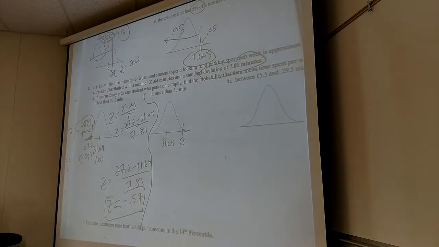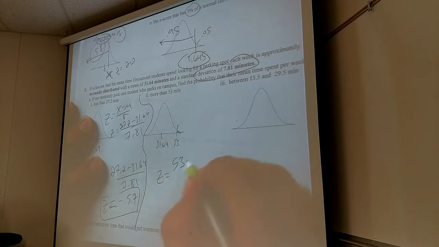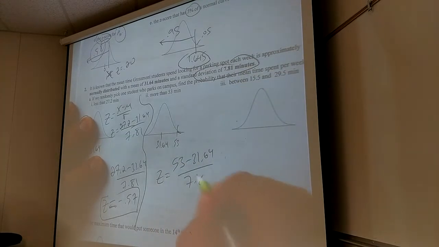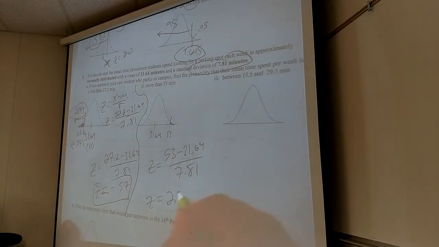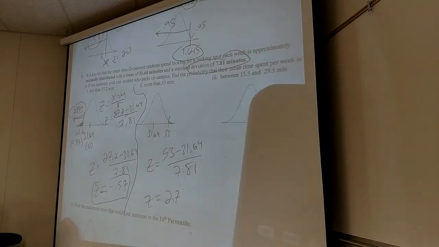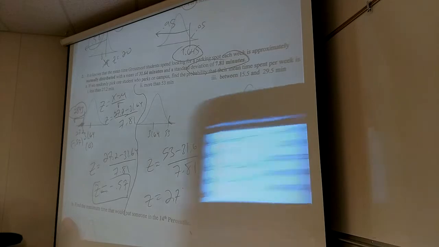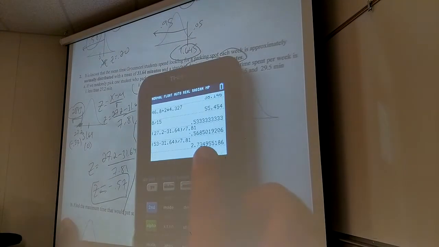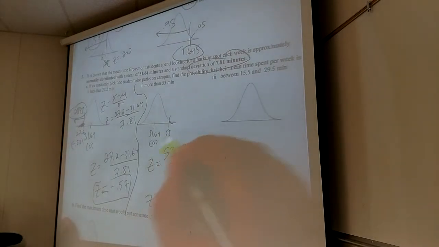So for this guy, to make a z-score out of this, 53 is my data point, minus the mean, divided by standard deviation. 2.74. Yeah, 2.73, because the next number is a 4. 2.73, that's my z-score for this guy.